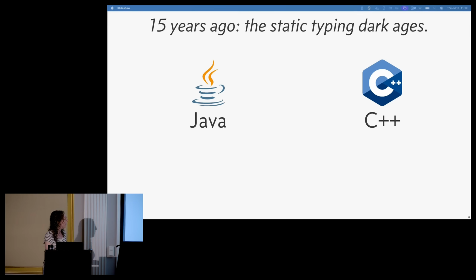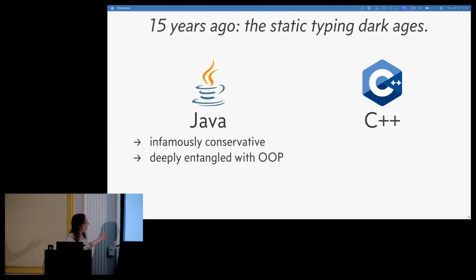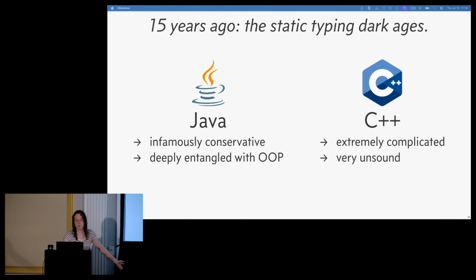And Java is, of course, an infamously conservative language, very, very restrictive and very object-oriented. And so I think a lot of people at the time had this impression that static typing and object orientation were fundamentally connected, with all the pros and cons that come with that. And C++, on the other hand, is very complex, but it's also not really about safety. It comes from a different heritage where types are mostly used to determine what the size and representation of values are, and calling conventions and things like that.